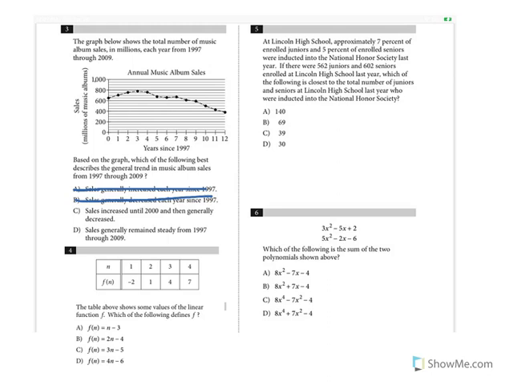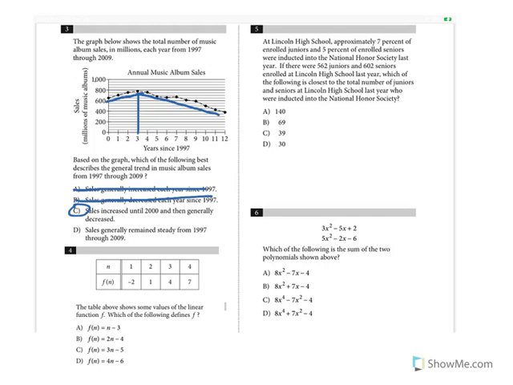Sales increased until 2000 and then generally decreased. Well, let's look at that. 2000 is going to be 3 years after 1997. So that means it would go up to that point and then down from there, which it does. It does indeed do that. So C. And then D, sales generally remain steady. Well, steady would just be a horizontal line.